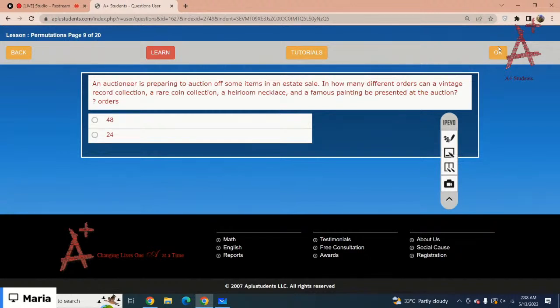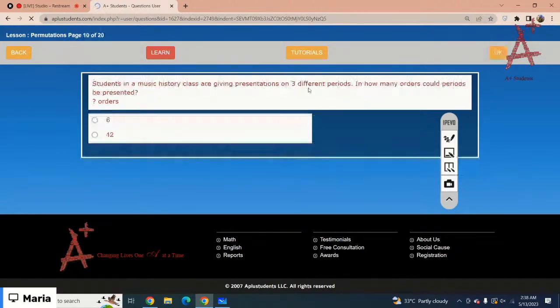It would be 4 factorial. That means it is 24. Got it? It would be 24.